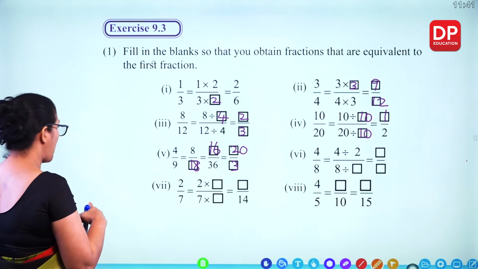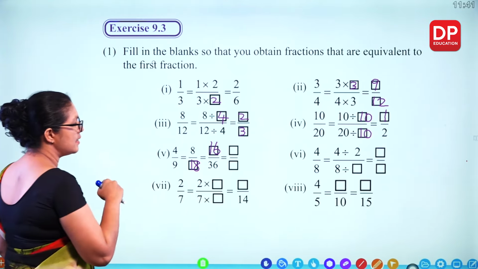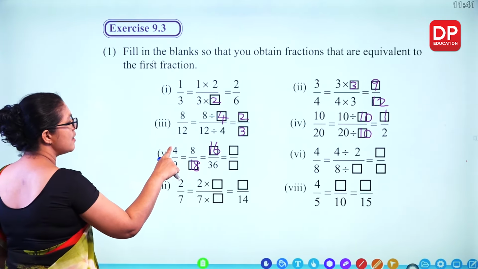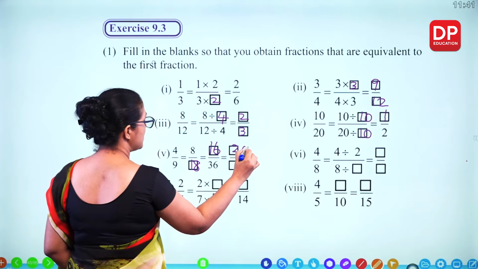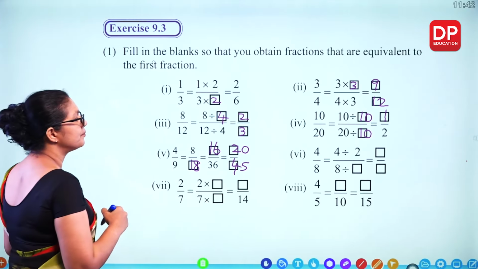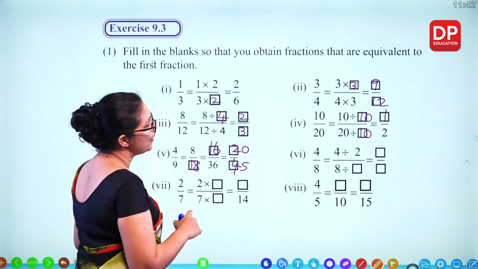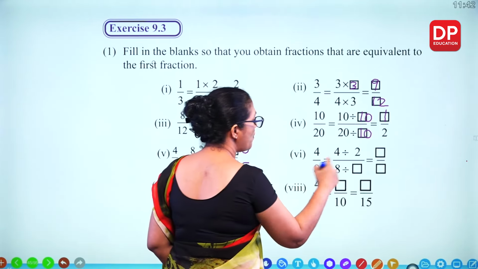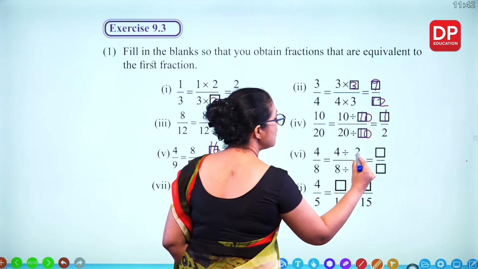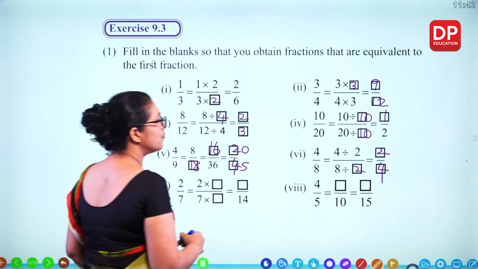So here we'll do 5. Now you can take any fraction here. So multiply by 5. 5 times 4, 20. 5 times 9, 45. Next one, you can divide by 2, both the numerator and the denominator. So 4 divided by 2 is 2. 8 divided by 2 is 4.